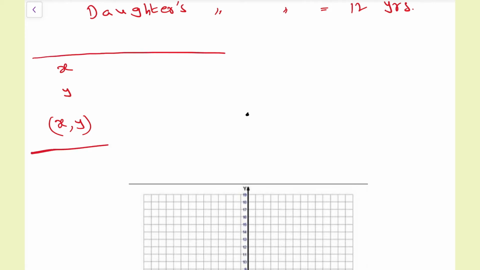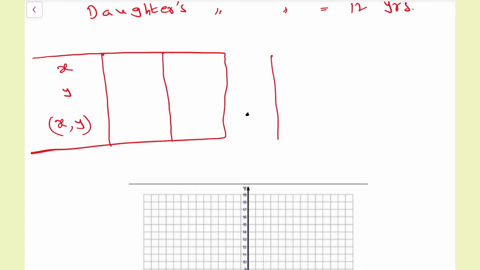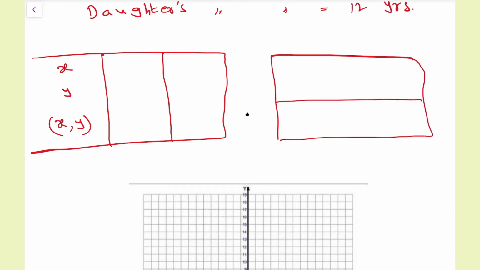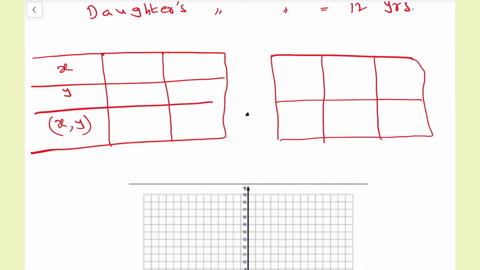We got two equations, right? So one box for one equation and one box for the second equation. This is for the first and this is for the second. x, y, x comma y.